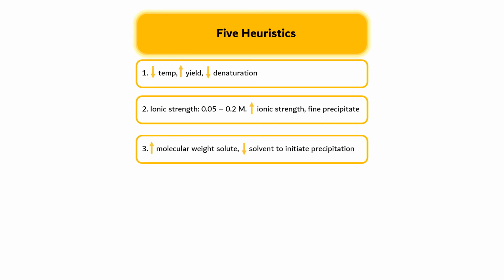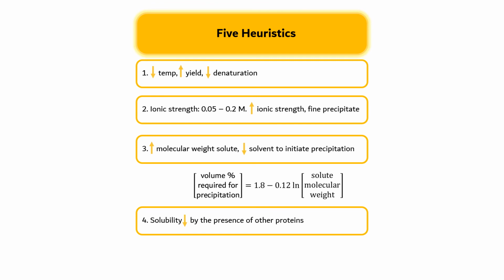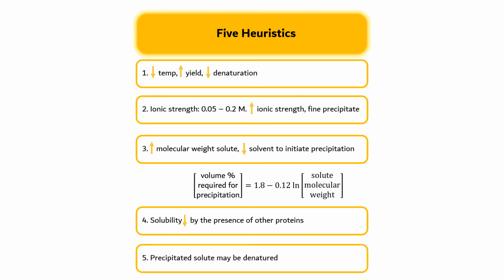Third, high molecular weight solids require less solvent to initiate precipitation, which can be estimated by the equation shown in the slide. Fourth, the solubility of one protein is usually decreased by the presence of other proteins. And fifth, precipitated solute which will not redissolve is probably denatured. Often such denaturation compromises yield, but sometimes it produces further purification.